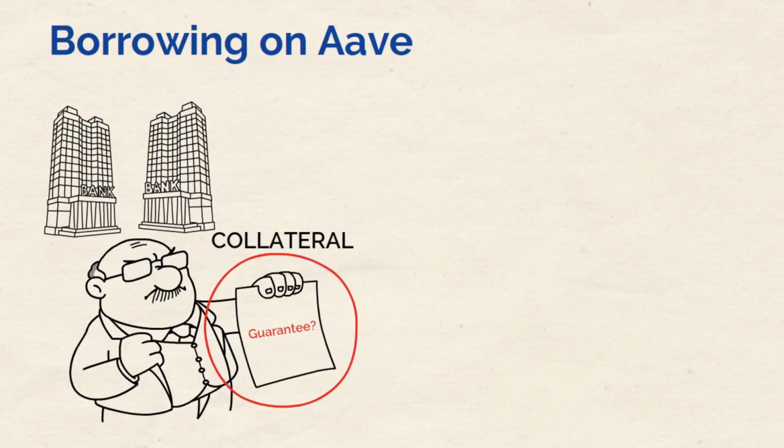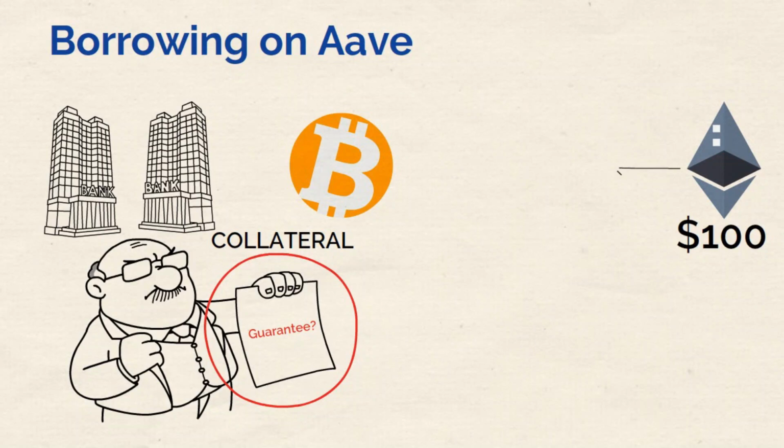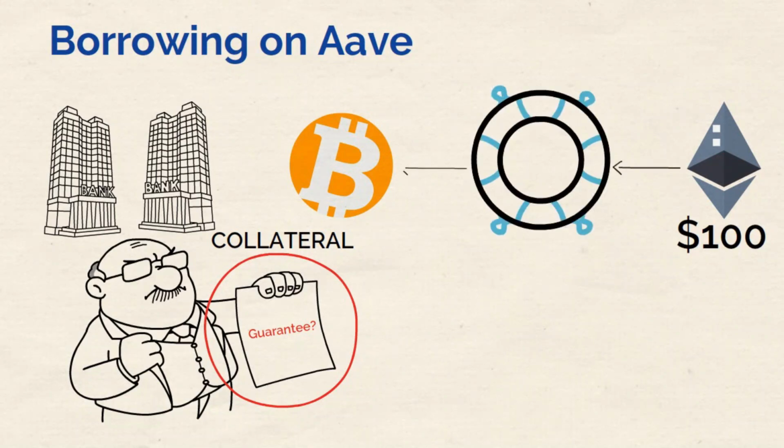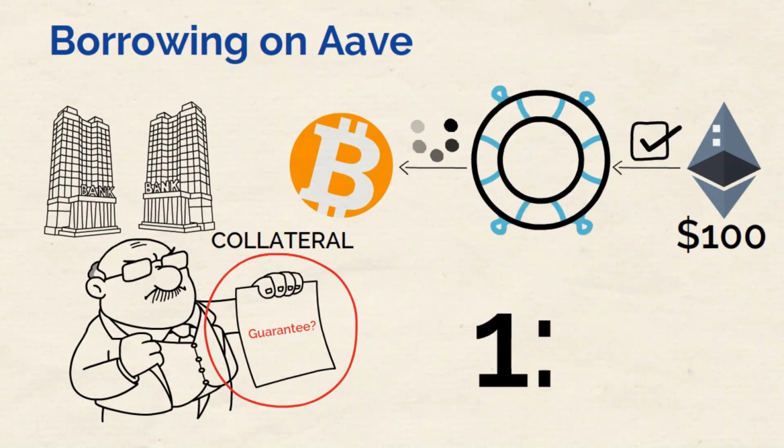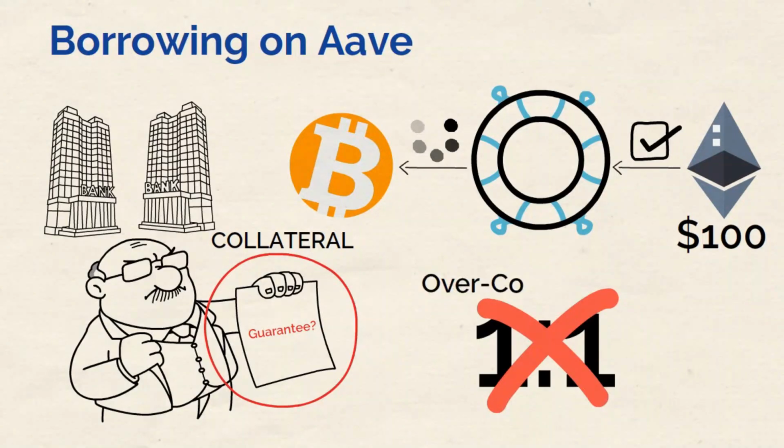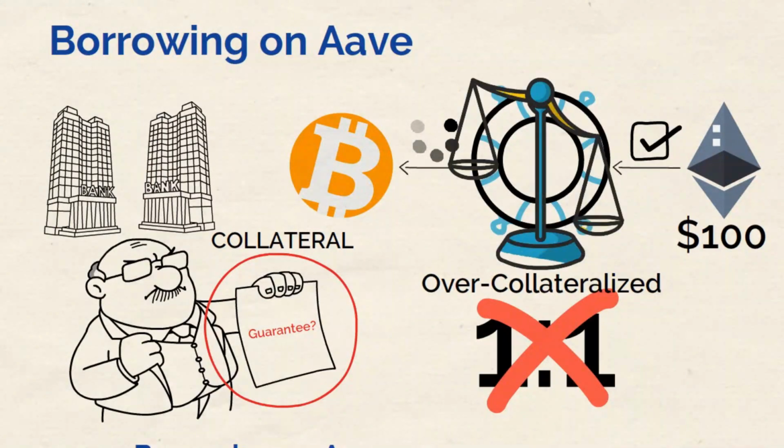As an example, let's say you want to borrow some wrapped Bitcoin in return for $100 worth of Ethereum. First, you have to supply your Ethereum tokens. Once that's done, you can start borrowing against them. It's not one-to-one, but why is that? Well, that's because of something called over-collateralization. You see, loans on Aave and DeFi are virtually always over-collateralized. This means what you can borrow is always worth less than what you give as collateral.